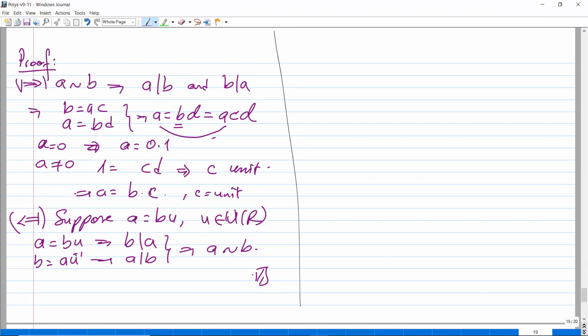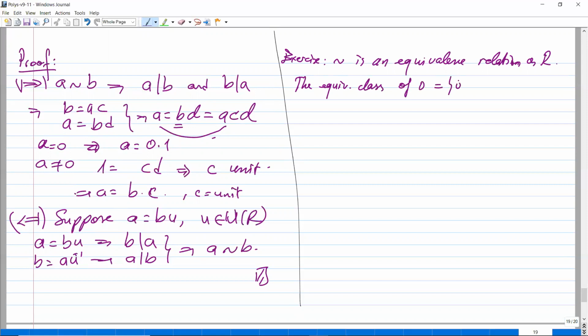So here's an exercise. This shows that this is an equivalence relation on R. And of course, the equivalence class of 0 is just 0, and the equivalence class of 1 is the units, namely the group of units U(R), as we showed above.